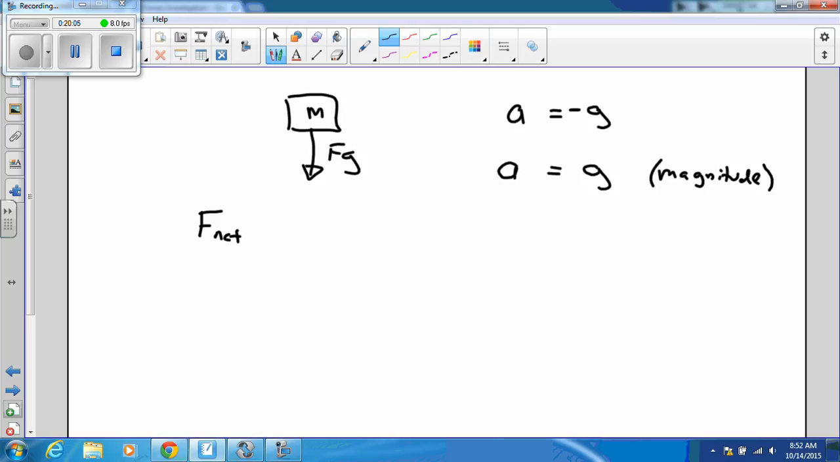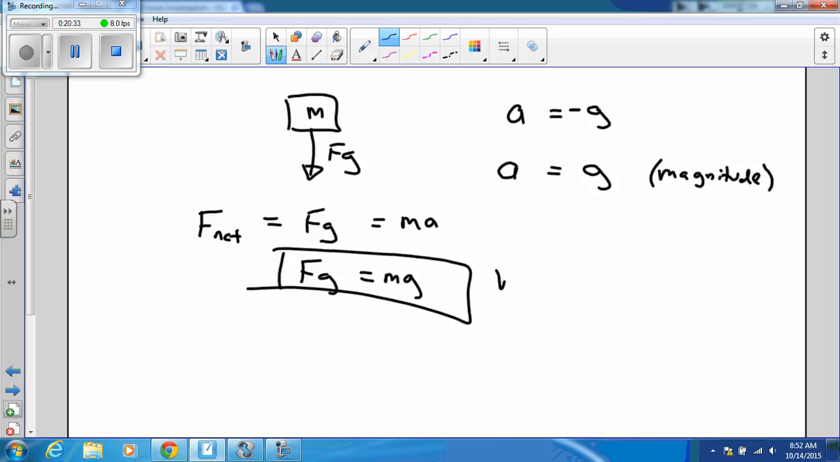And you should have that your net force, which is equal to the force of gravity only, is equal to ma, and the a is g. And so, what do we learn? We learn that the force of gravity is always equal to mass times g. That's it. We just learned how to compute the weight of an object. It's mass times g. So this is the definition of weight.